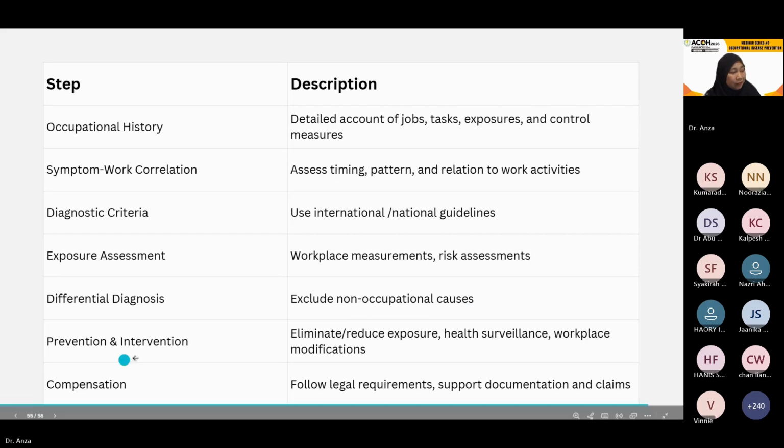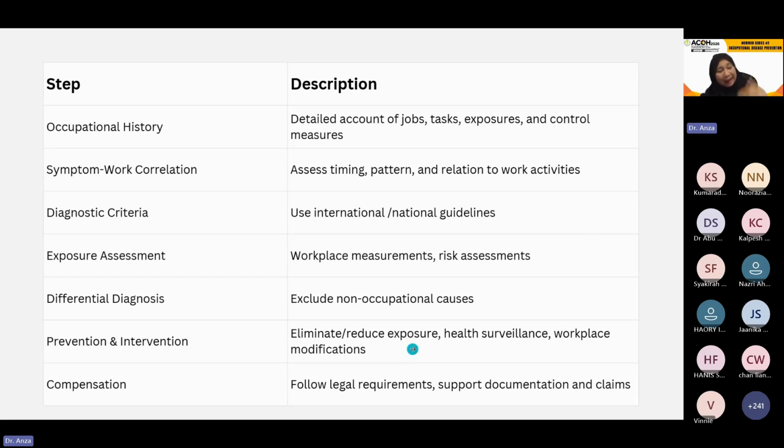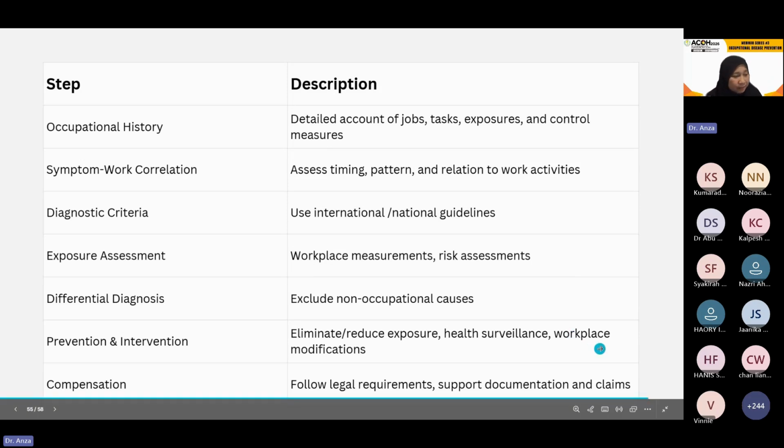And then for prevention, we need to have primary, secondary, and tertiary intervention. We need to manage the workers, and then we need to manage the workplace. Managing the workers includes workplace modifications and compensation. We must provide accurate medical reports, which include workplace assessment to show that it is indeed an occupational disease, and to assist the claims.